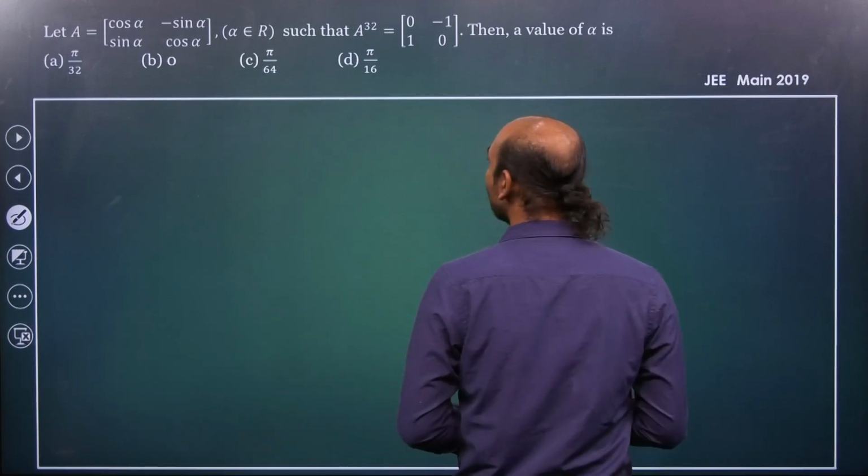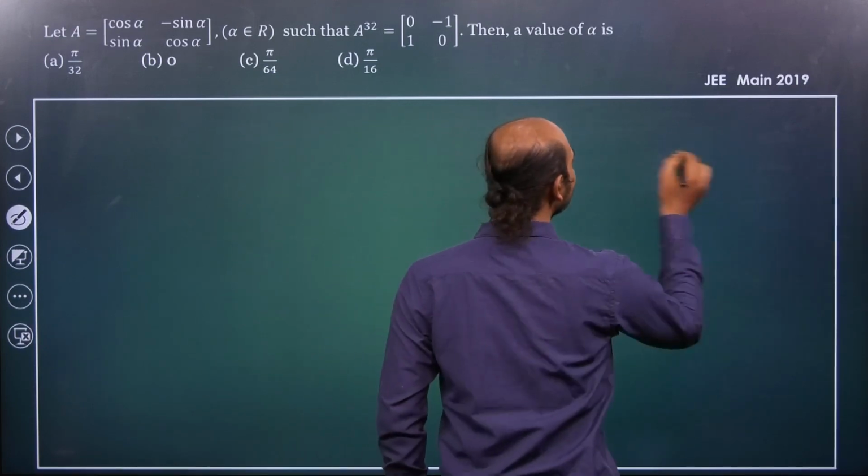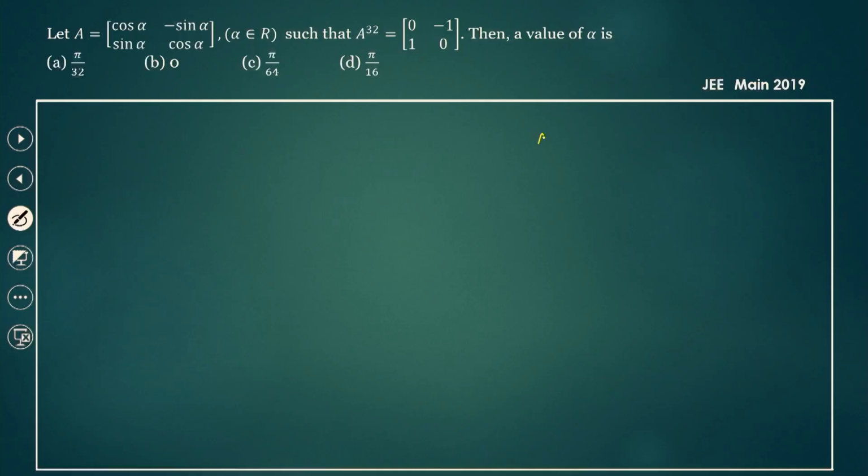So here A is given, so let us first calculate A square. A square is 2 times A multiplication. So cos alpha, minus sin alpha, then sin alpha and cos alpha, multiplied with the same matrix: cos alpha, minus sin alpha, then sin alpha and cos alpha.